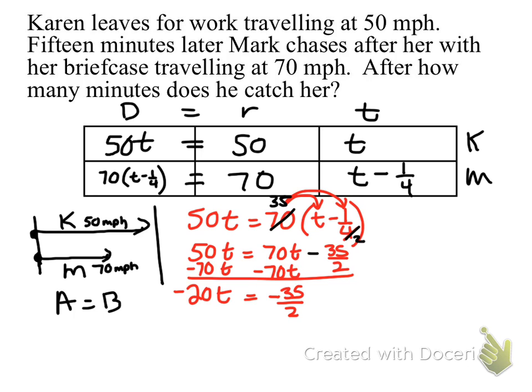Now what would I do? Now you multiply both sides by negative 2. Okay, and then I get negative 40T equals negative 35, right? That cancels. Negative 40. Divide both sides by negative 40.